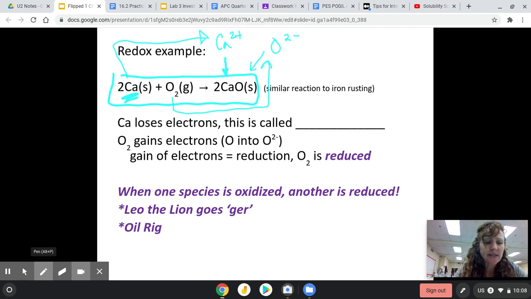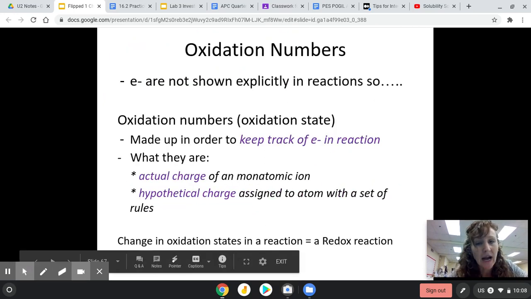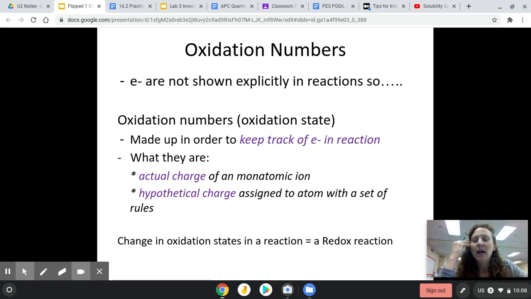Okay, so at this point in time, I think we just should jump into oxidation numbers. Again, in that second reaction example that we saw, sometimes those charges are not apparent. And actually, there are other times where there's not charges there at all. And so what we need to do is we need to be able to assign what we call oxidation numbers.